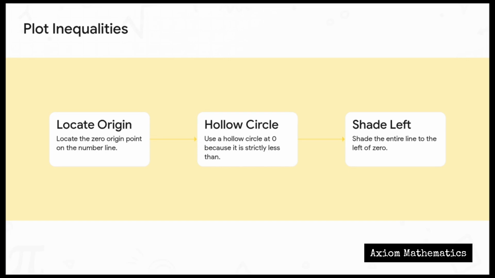First, we locate our boundary line, which is the 0 origin point. Second, and this is absolutely vital, we use a hollow circle at 0. Why? Because the inequality is strictly less than. 0 itself is not included. Finally, step 3, we shade the entire line to the left of 0 to capture every single negative value, stretching all the way down to negative infinity. That underlying principle of the hollow circle versus a solid fill dot, it's a tiny visual detail, but it completely changes the mathematical meaning of your answer.